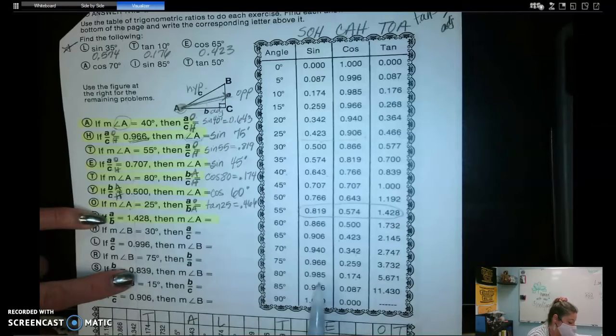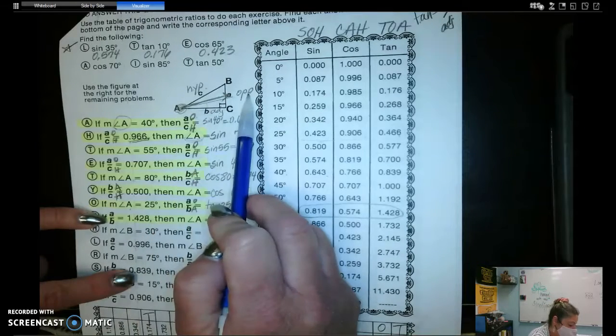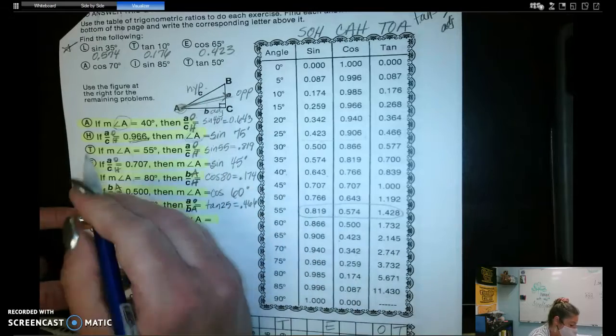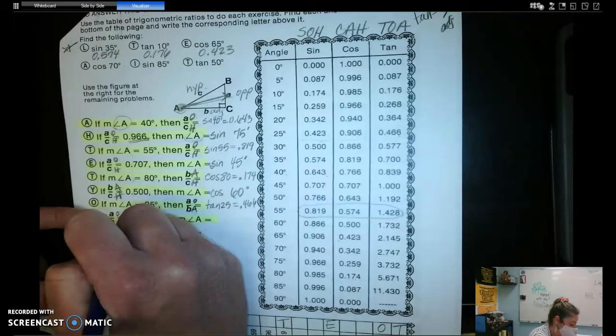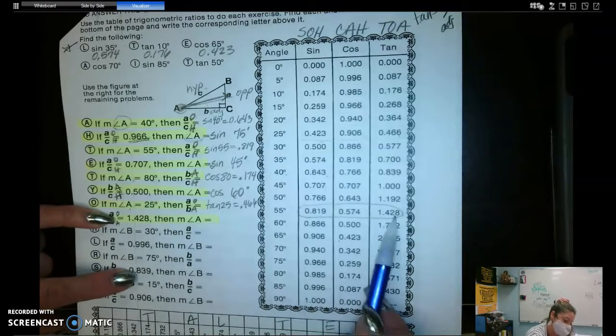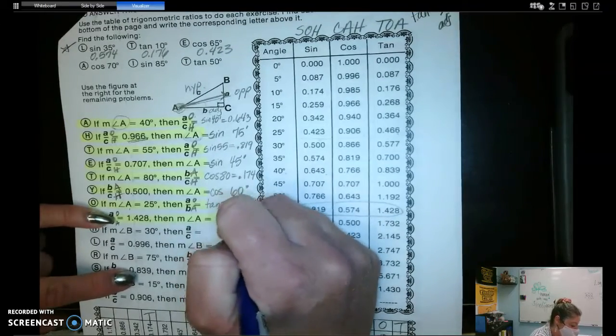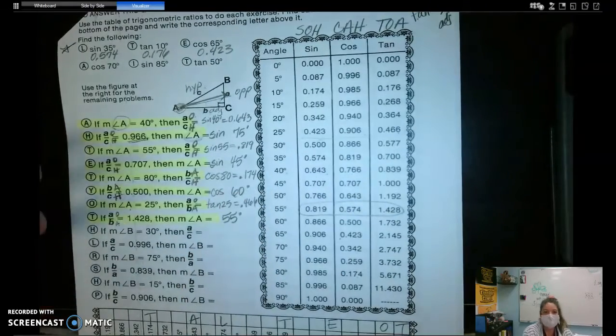All right. Next, angle A, we want A over B. And so we're looking at opposite and adjacent. And so we're looking for a TOA, tangent, right? So where is the tangent? 1.428. Look at that, I have it circled already. 55. Okay, so that's how this works.